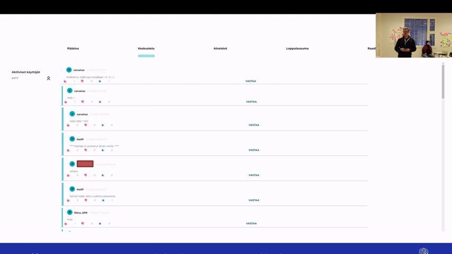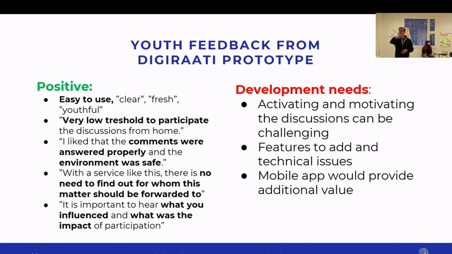And the other really important thing was this, that it's a safe environment. So there are these facilitators all the time. They're following the discussion. And then they can block people. They can delete messages and so on. Because we have been talking about this hate speech and young people being afraid of harassment and so on. So it was really highlighted that this should be a safe environment to provide your comments.